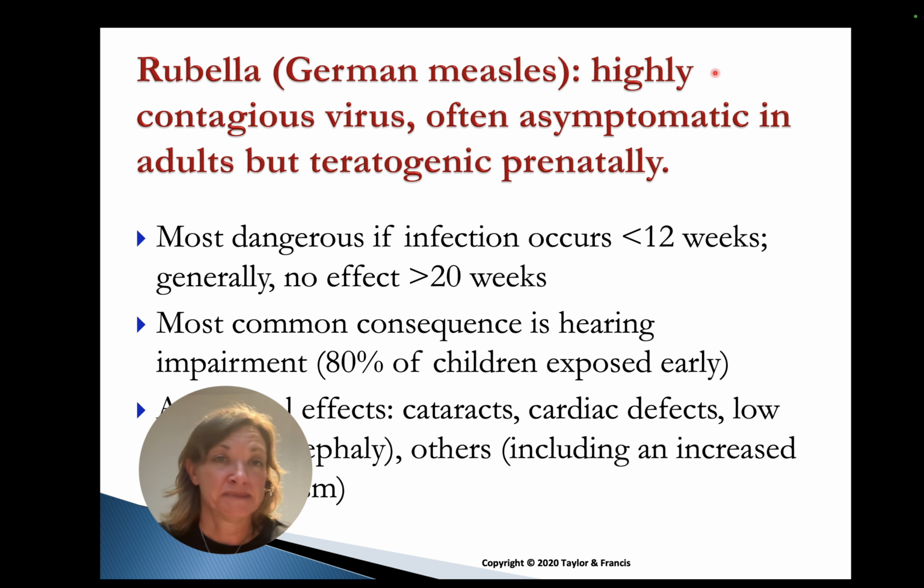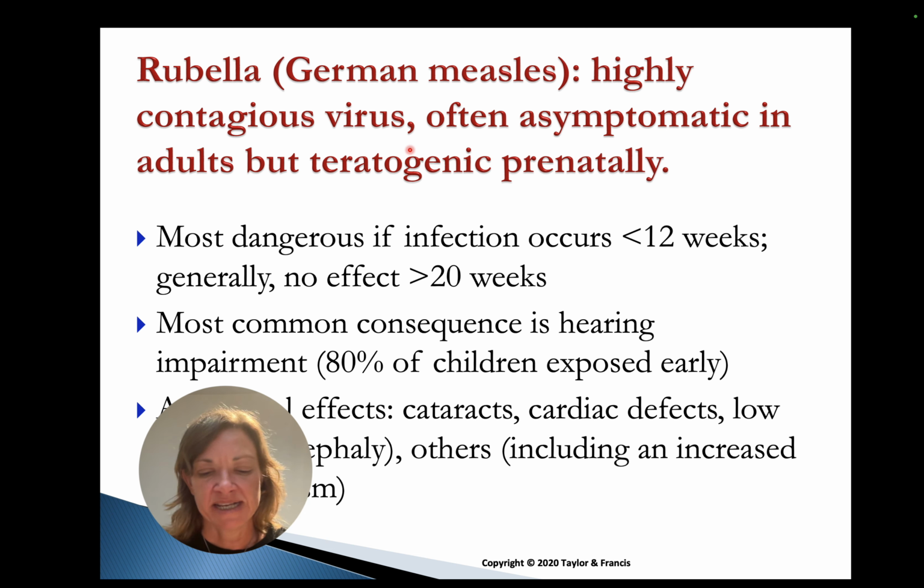Rubella, or German measles, is a highly contagious virus. In adults, it's often completely asymptomatic. In children who are non-vaccinated and infected, it produces a characteristic red rash that it's named for, and other symptoms. It's dangerous, particularly to pregnant women, because it's teratogenic prenatally. Most people in the world are now vaccinated against rubella in early childhood. It's part of the MMR vaccine series: measles, mumps, rubella.